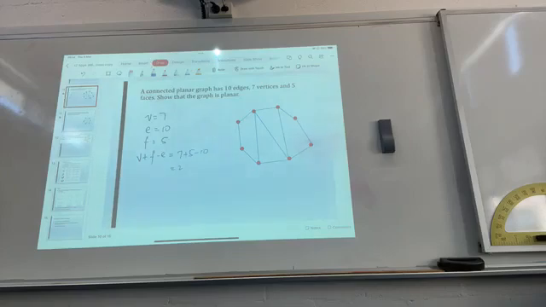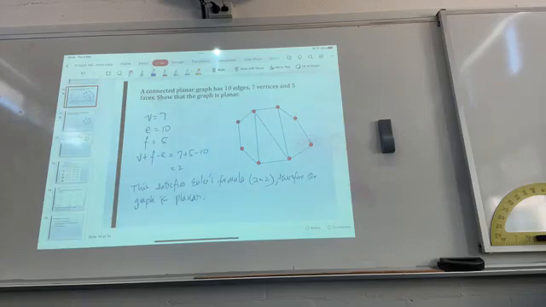Alright? So, what you should say is, this satisfies Euler's formula as 2 equals 2. Therefore, the graph is planar. Alright? And what I've done is drawn it for you.